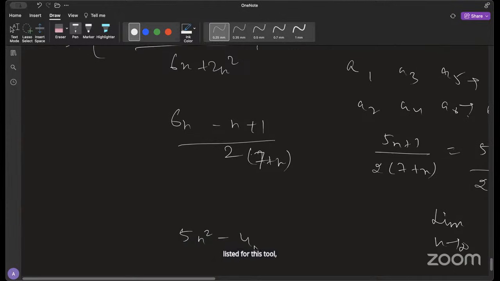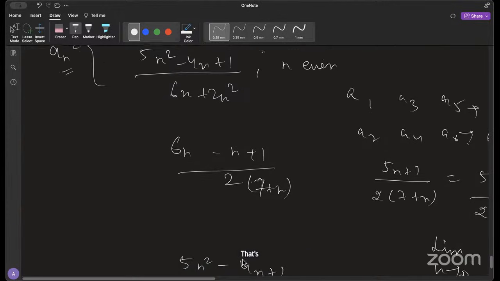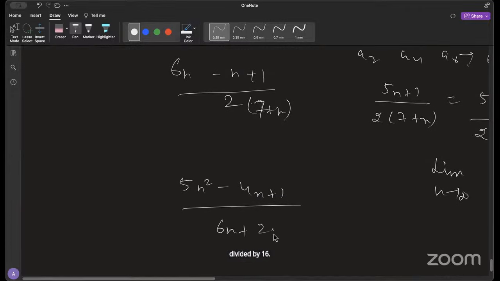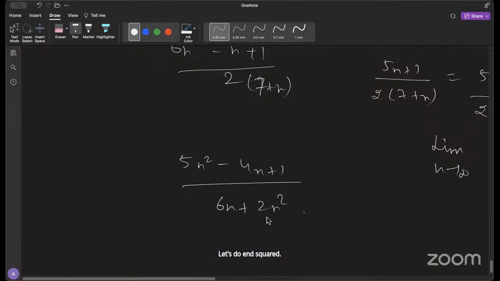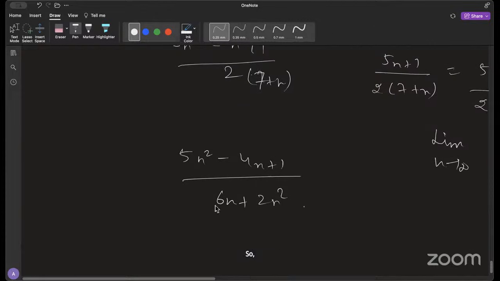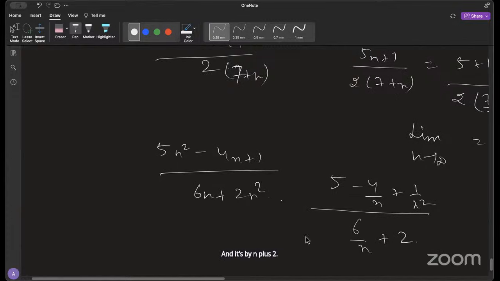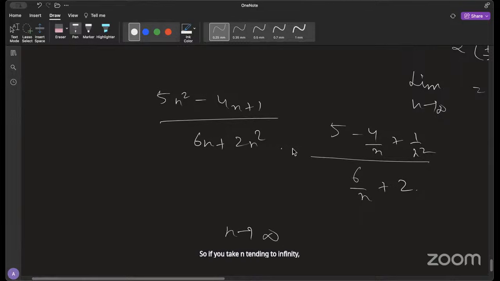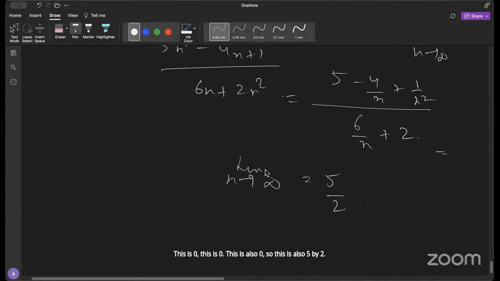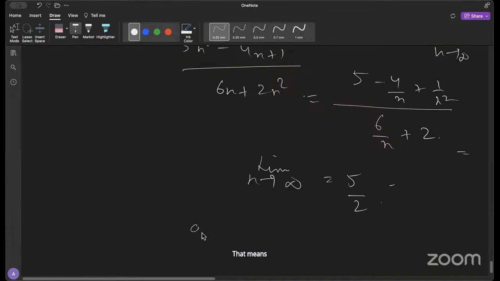So 5n square minus 4n plus 1 divided by 6n plus 2n square. Just divide the numerator and denominator by n square. So you will have 5 minus 4 by n plus 1 by n square, and 6 by n plus 2. If you take n tending to infinity, for this one you will have 5. This is 0, this is 0. This is also 0, so this is also 5 by 2. That means your an tends to 5 by 2.